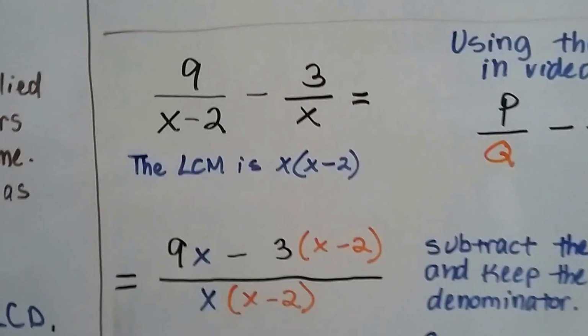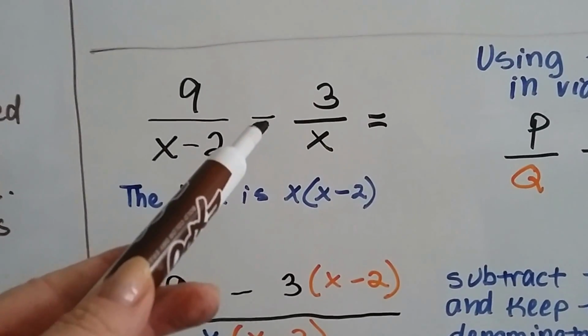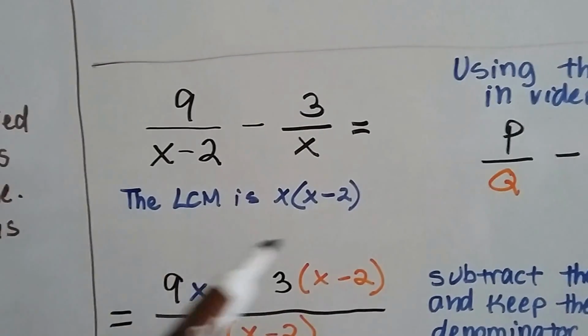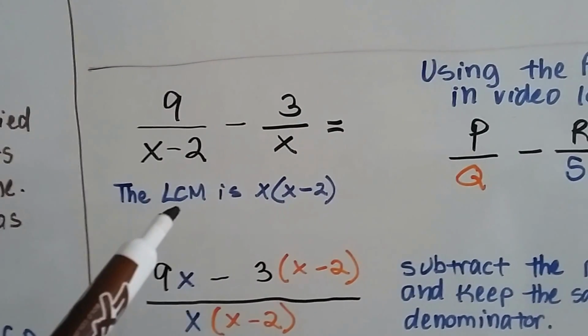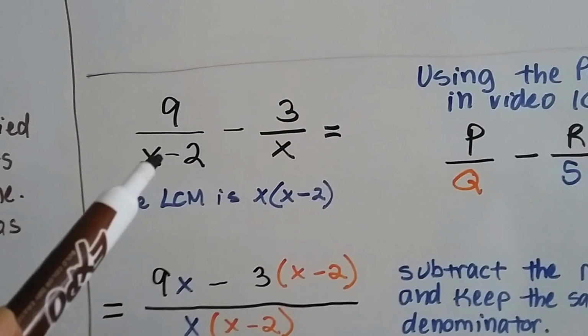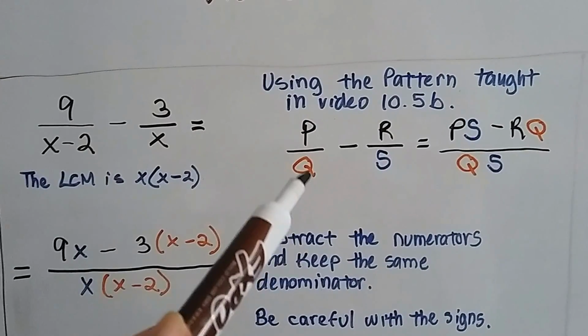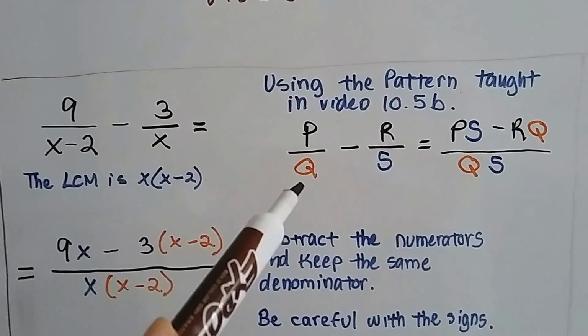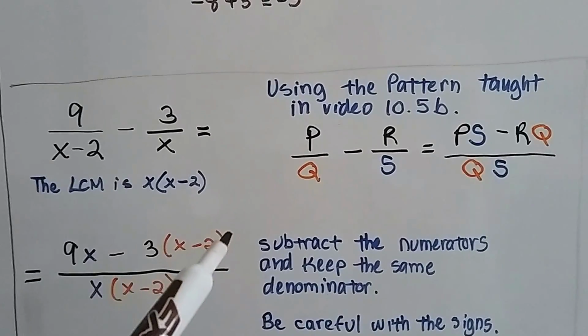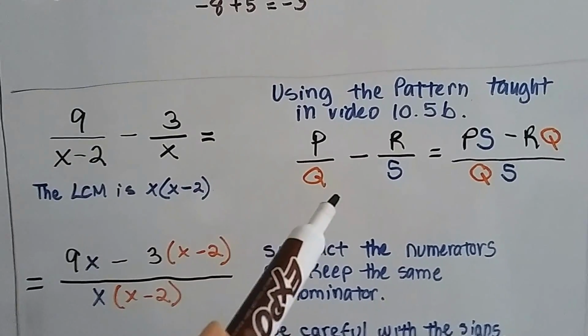Let's take a look at this one. We've got 9 over x minus 2, and we're going to take away 3 over x. Well, our least common multiple is going to be x times x minus 2. We use the pattern that I taught you in video 10.5b. We're now in 10.5e. And this was the pattern.